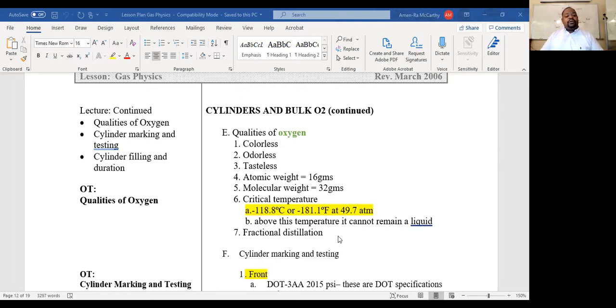So what is the critical temperature? Critical temperature is the temperature above which a substance will turn into gas. So as long as the temperature is below the critical temperature of negative 118.8 Celsius or negative 181.1 Fahrenheit, right? As long as it's that, then it will stay a liquid. And that's at 49.7 atmospheres.